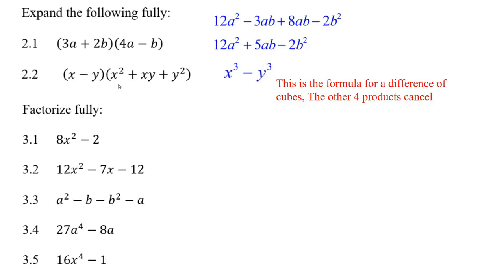Well, each one gets a turn, so there's six products. But you see, the thing with this is the four products cancel out. You see here, you've got minus y x squared. But x times plus xy gives you plus yx squared. That cancels. And the other one, plus xy squared, cancels with minus xy squared.